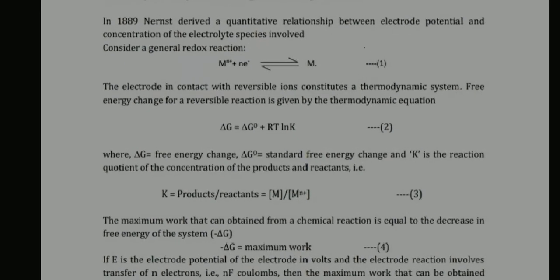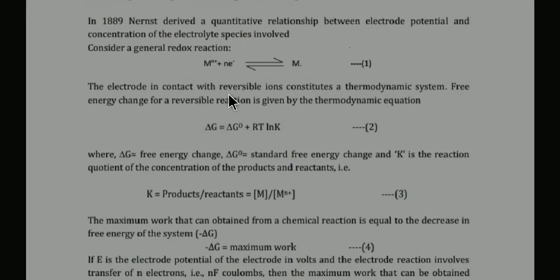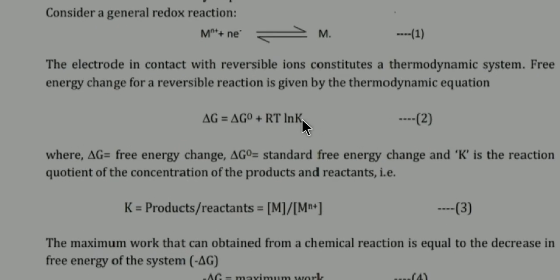Now the electrode which is in contact with the reversible ions constitutes a thermodynamical system, and the free energy change for a reversible reaction is given by Van 't Hoff's thermodynamic equation, that is delta G equal to delta G naught plus RT ln K. I'll call this equation 2.